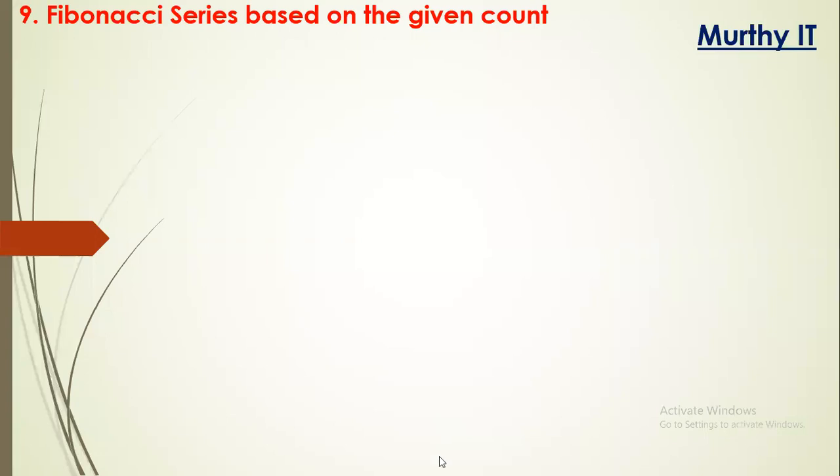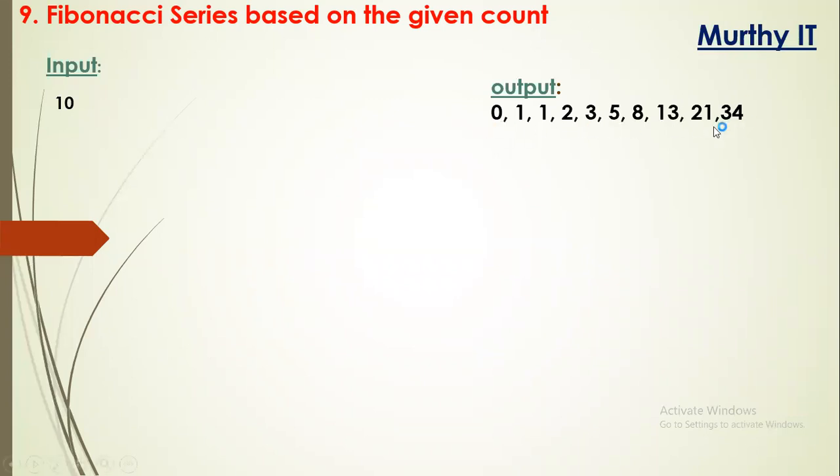So that is the requirement. Let's see how to write it. For example, input equal to 10, so here we are printing the first 10 Fibonacci series numbers. I'm taking starting number 1 equal to 0, number 2 equal to 1.